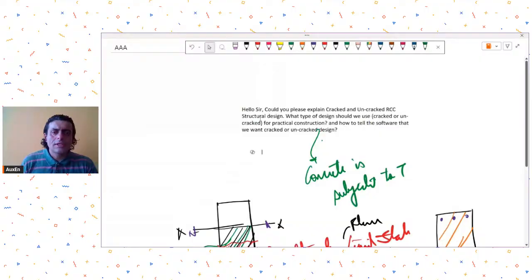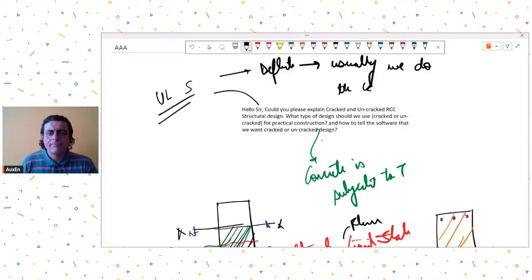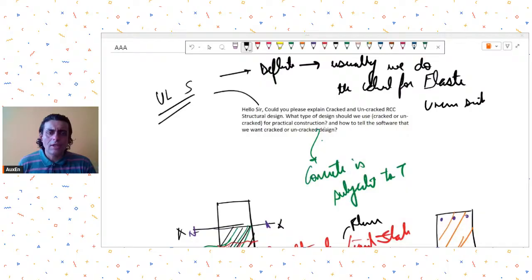Now, if you want to understand the effect of cracking, how it is considered for the serviceability limit state, what do we do? For deflection, usually we do the calculations for elastic uncracked sections, isn't it? By default, if you are doing any analysis in your software like ETABS or SAFE or STAAD, as a default setting it is doing the calculations considering the section to be elastic. That means at material level, it is considering elastic and uncracked.